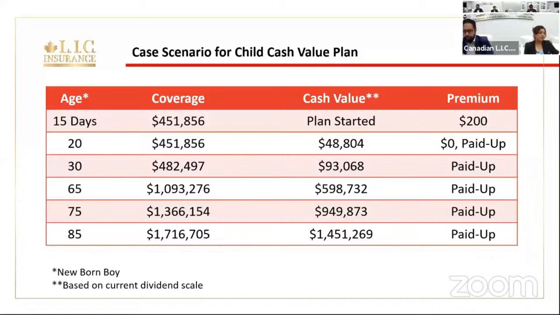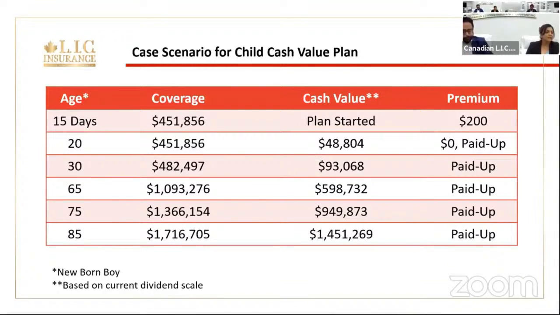Yes, sir. So if you see this slide, the child started with the plan at $450, putting $200 a month into the child insurance, and we're starting with $451,000 coverage. But by the time the child is 65, the coverage has increased to $1 million. Sometimes the parents say, okay, 450,000 is a good amount right now, but what will happen after 20 years? When we're talking 60 years down the road, 400,000 is nothing. So this plan allows the coverage to grow. The dividend helps to grow the coverage. Plus, if you see the second column, the cash values will also grow.